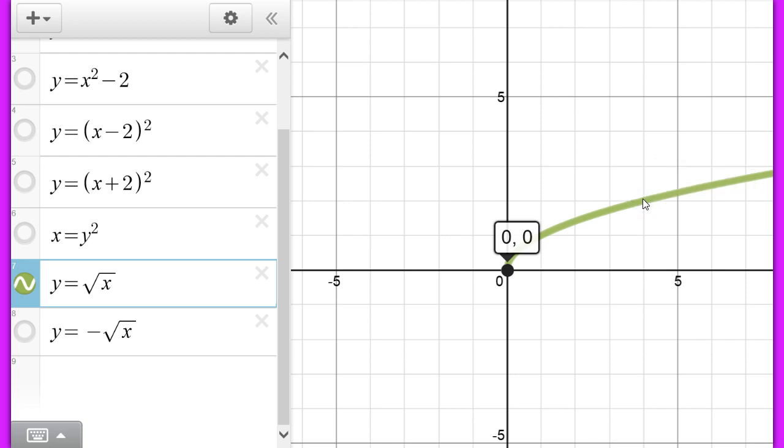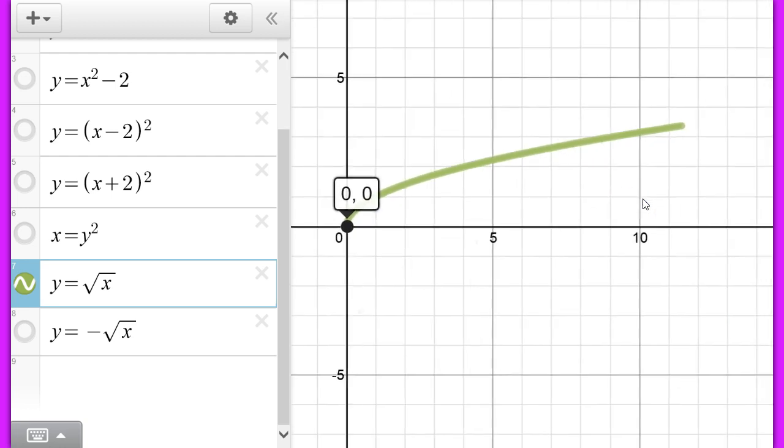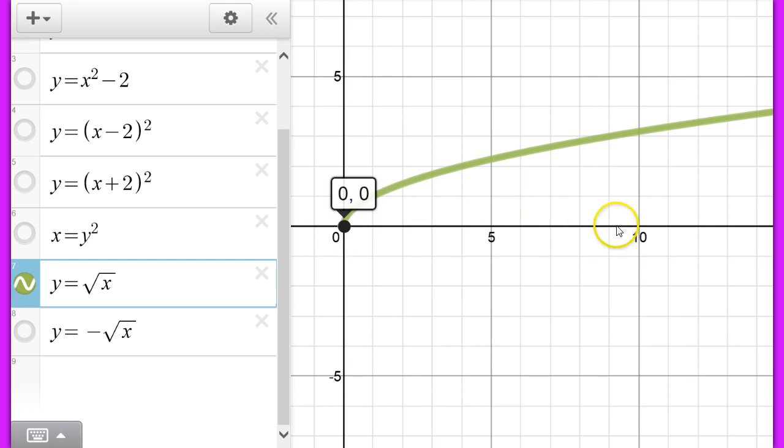Okay. Now likewise, I can also slide 9 over. If I slide 9 over and up 3, I end up at the point (9, 3). Okay. So we're going to look at those table values as well, but these are some very specific points that make it quick and very easy for us to graph a square root function.